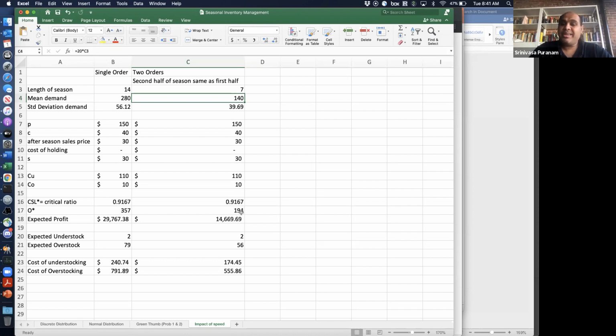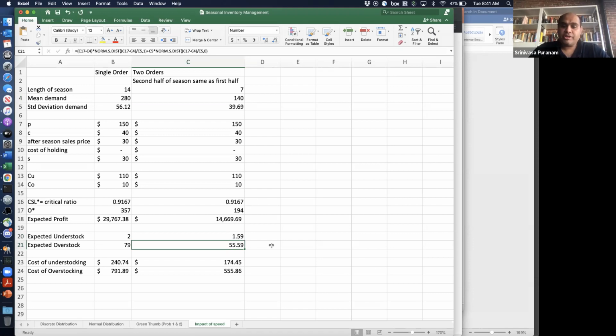So the optimal order quantity, again, notice that it's 194 for us when it was 195 for them. That's fine. It's only off by one number. So the expected profit is 14,699. You'll notice that the expected understock is 1.59, and the expected overstock is 55.99.